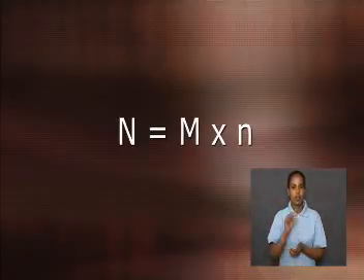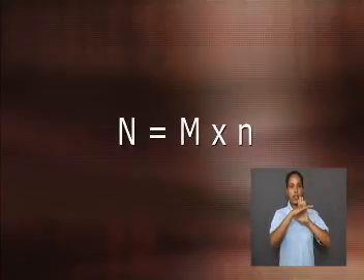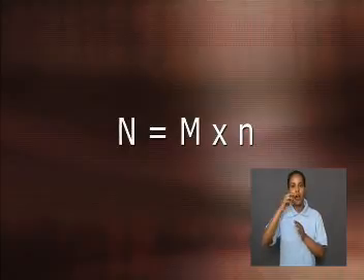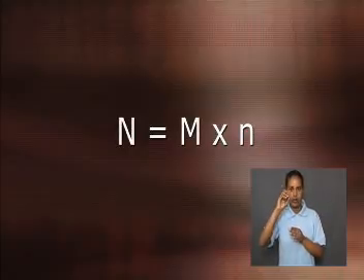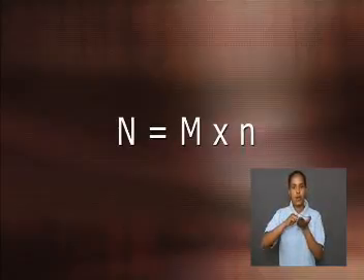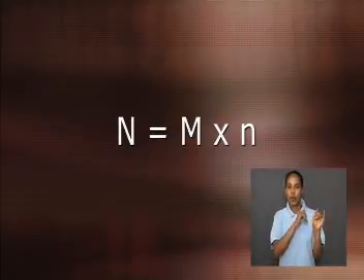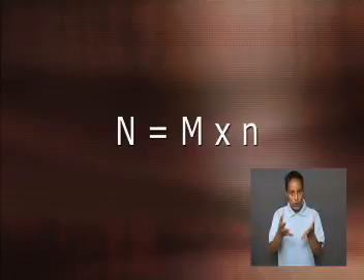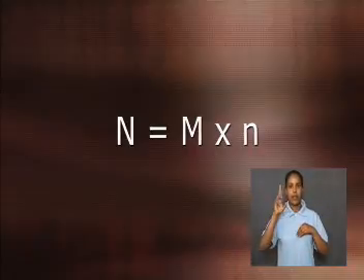The small n represents the number of ionizable hydrogen ions and hydroxide ions per molecule for acids and bases, respectively. It also represents the total number of positive charges for salts and the total number of electrons lost or gained in redox reactions.